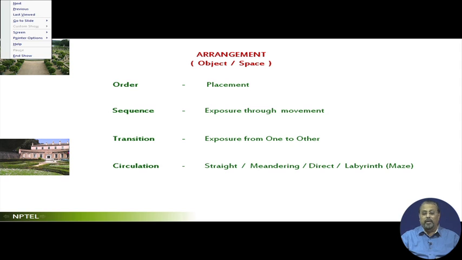So basically ordering is positioning of all the spaces. Sequence is the way it is made accessible through circulation, and transition is the kind of experience people will have while going from one zone to the next zone to the next zone. Now, if the sequence is changed, then the transition changes. Order doesn't change. So what happens is sequence, transition, aided with circulation, that makes a big difference in it.